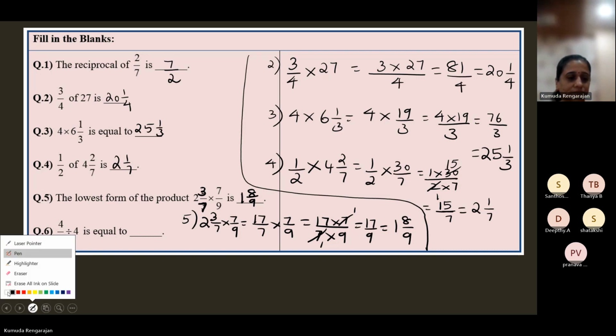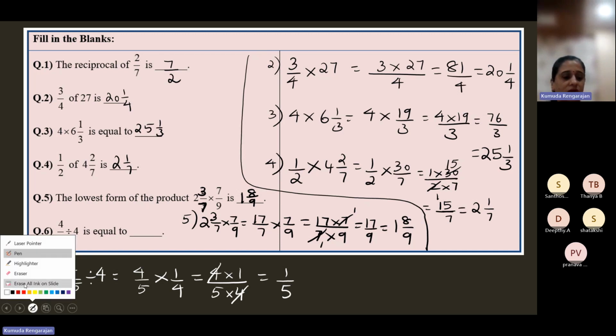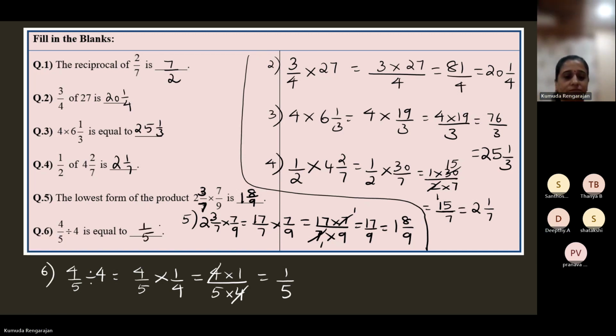Then the sixth one, I'll do it here. 4 by 5 divided by 4 is equal to, right, 4 by 5 as it is. Division becomes multiplication, and 4 is 4 by 1, so its reciprocal is 1 by 4. Write the first fraction as it is. Now it's a multiplication situation. Multiply the numerators. Multiply the denominators. 4 and 4 cancel out. So the answer is 1 by 5. Got this? Yes, ma'am. Very good.